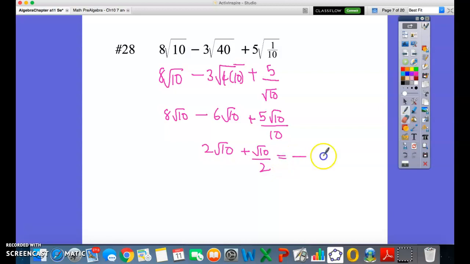Now I'm going to do the LCD. So LCD is 2. So it will be 4 square root of 10 plus square root of 10. So you get 4 plus 1, 5 square root of 10 over 2.